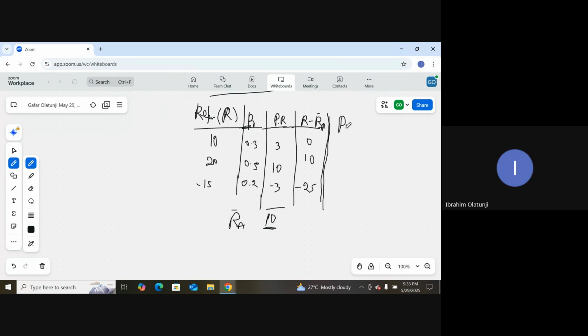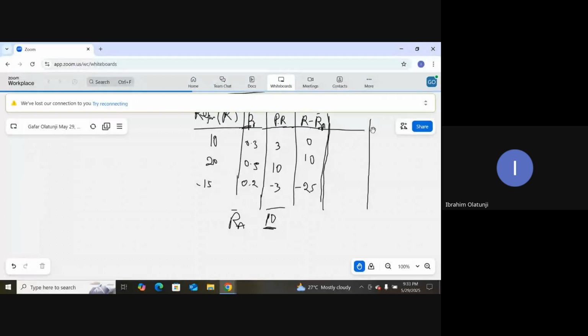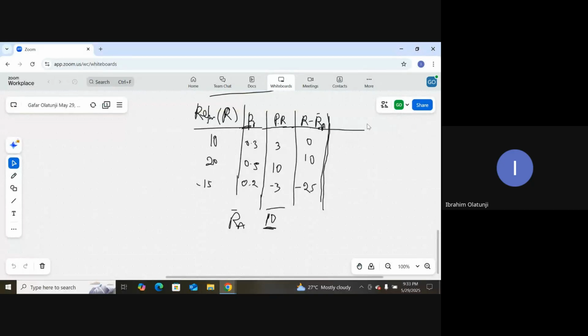Then I will look for probability times R minus R bar, everything in bracket squared. So this is my probability. Let me square it first. Instead of jumping one table, let me just include all the tables. Instead of joining the table, we can include R minus R bar. That is what we have here. We are repeating it, and then we square it.